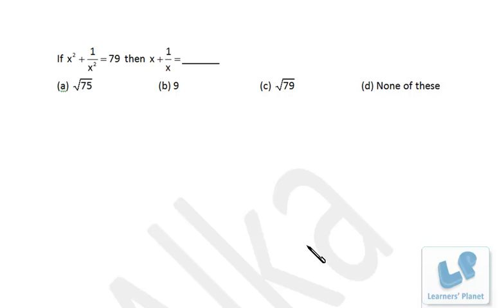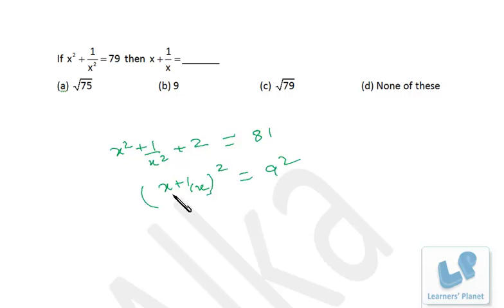Similarly, in this case, x square plus 1 upon x square is given. We need to find out x plus 1 upon x. So what I do is I add 2 this side, because I want x plus 1 upon x, and this side also I add 2. So it's 81. Now this is what? x plus 1 upon x whole square. That's 9 square. That means x plus 1 upon x is 9.